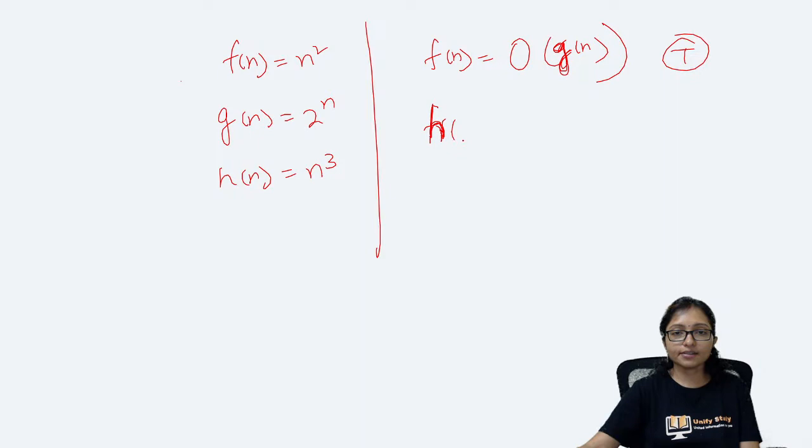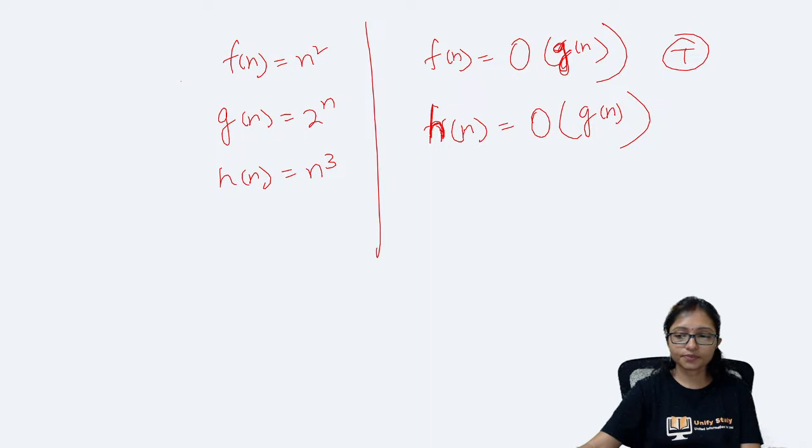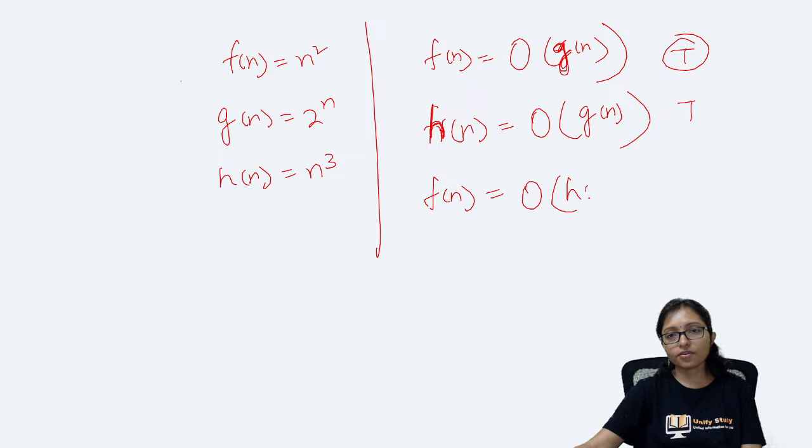Can I say that Hn equals big O of Gn? Yes, that is also true. Even also I can say that Fn equals big O of Hn. This is also true. So I hope it is clear.